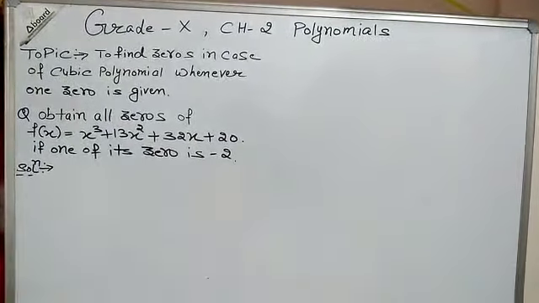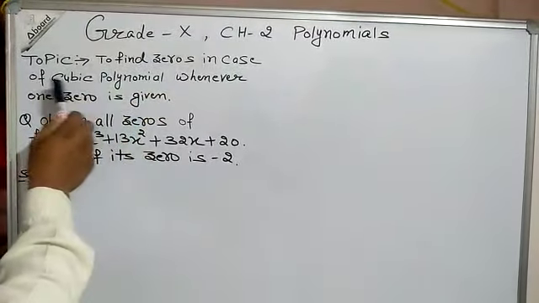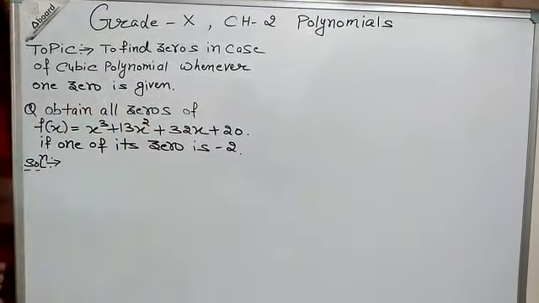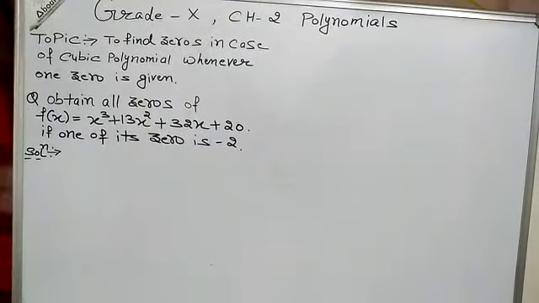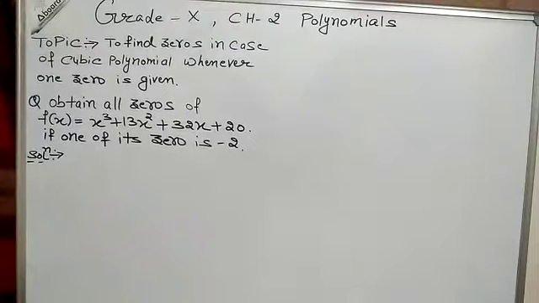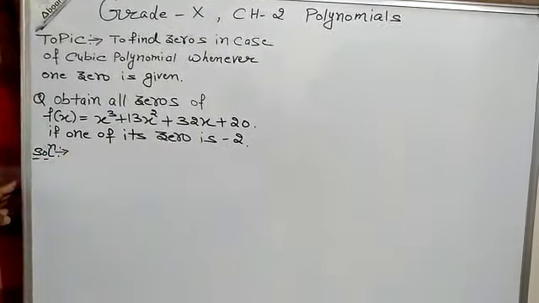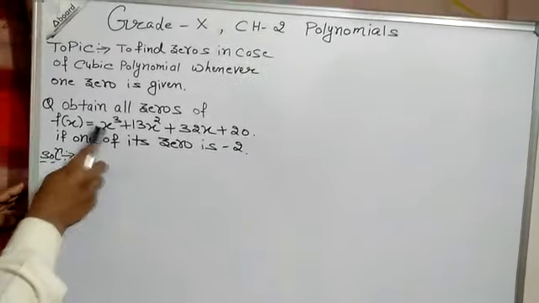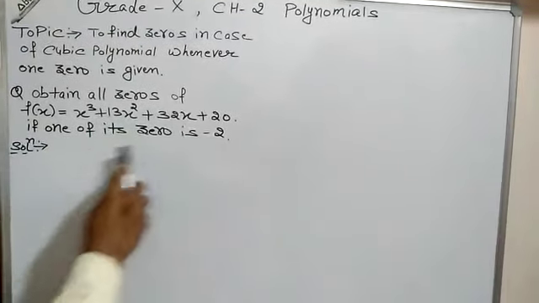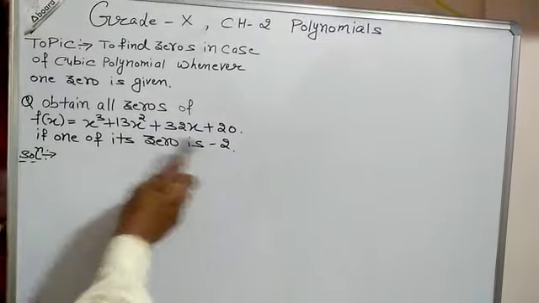Students, our today's topic is to find zeros in case of a cubic polynomial whenever one zero is given to us. In order to understand this concept, we will solve one question. So see, what is our question? Obtain all zeros of polynomial f of x, which is equal to x cube plus 13x square plus 32x plus 20, if one of its zeros is minus 2.